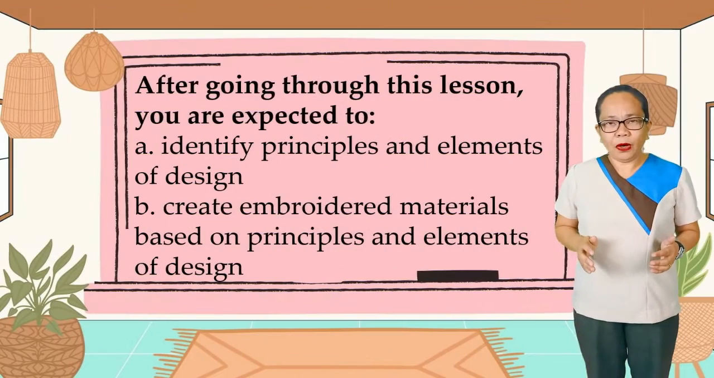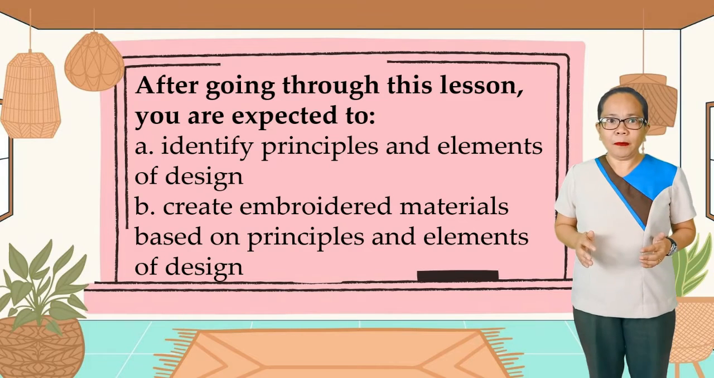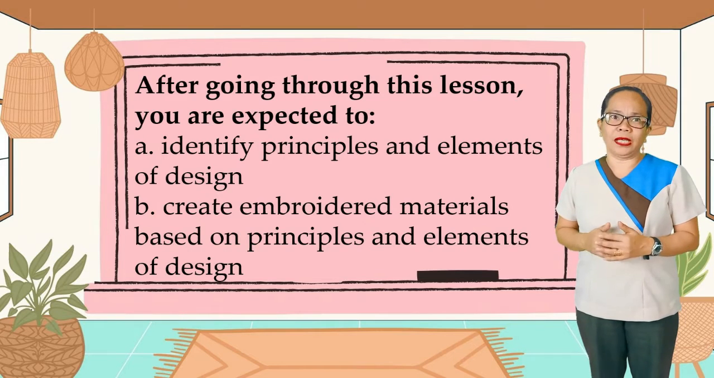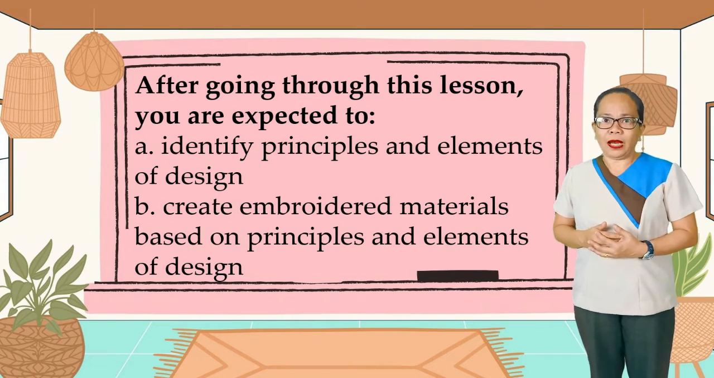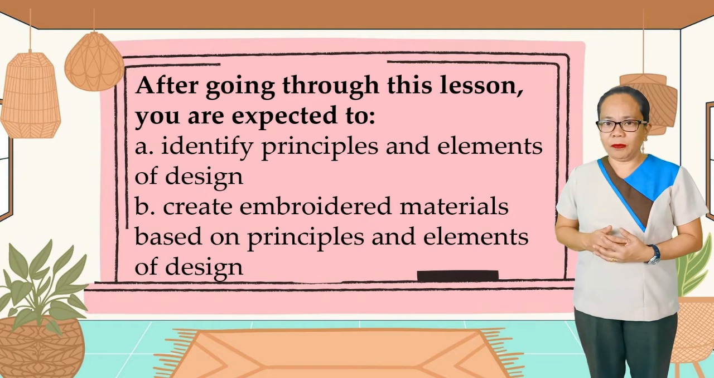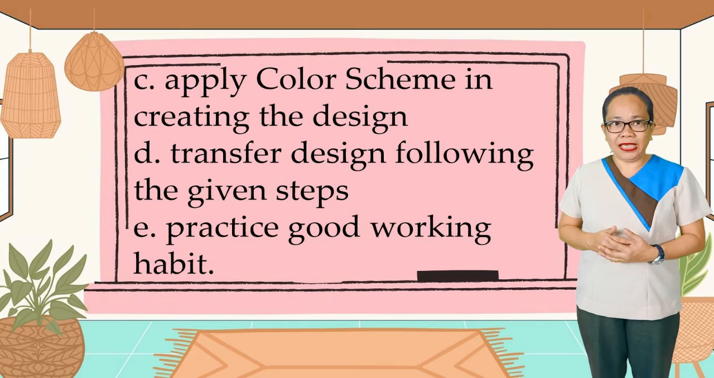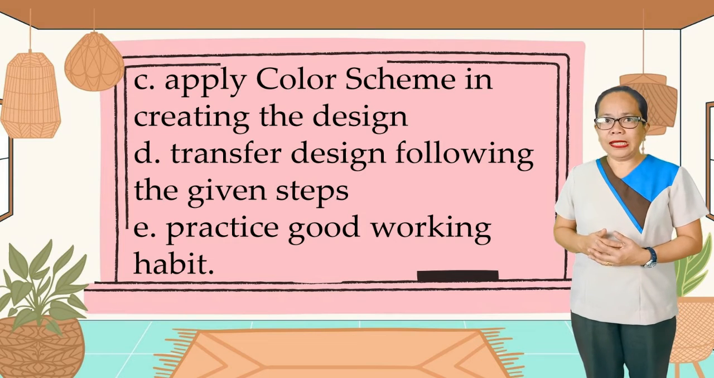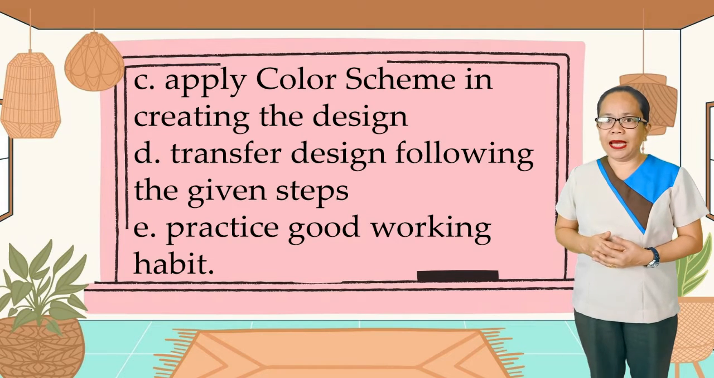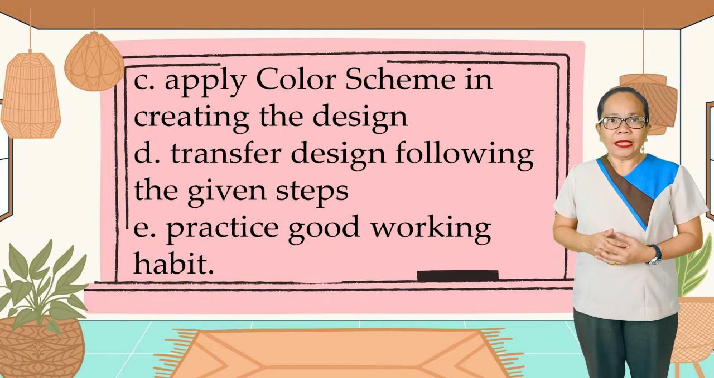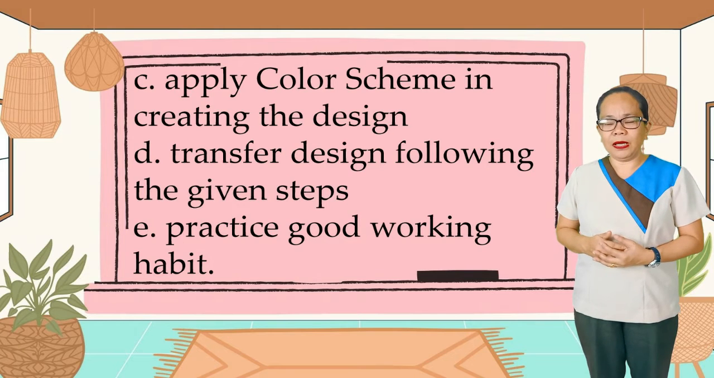After going through this lesson, you are expected to, letter A, identify principles and elements of design. Letter B, create embroidered materials based on principles and elements of design. Letter C, apply color scheme in creating the design. Letter D, transfer design following the given steps. And the last one is practice good working habit.